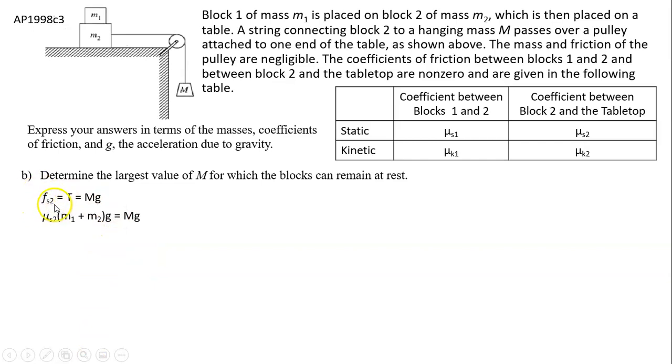The static friction on M2 has to be equal to Mg. So that's how you figure out M. You cancel out g, and M equals mu S2 times (M1 plus M2).